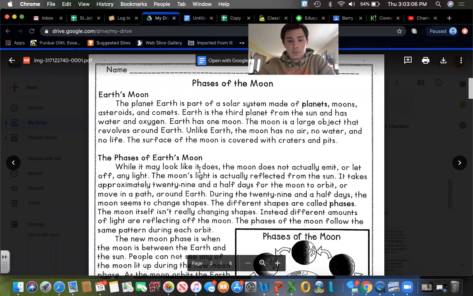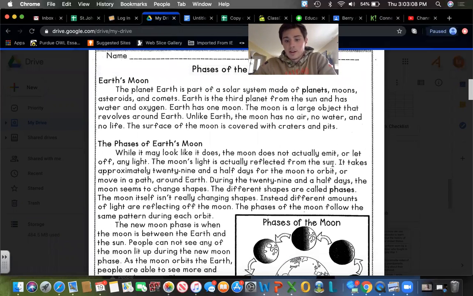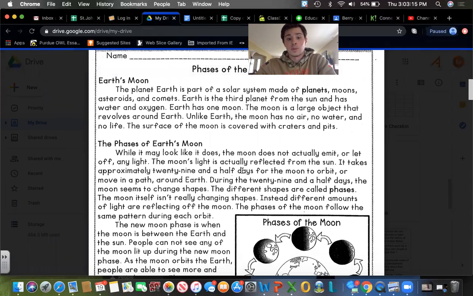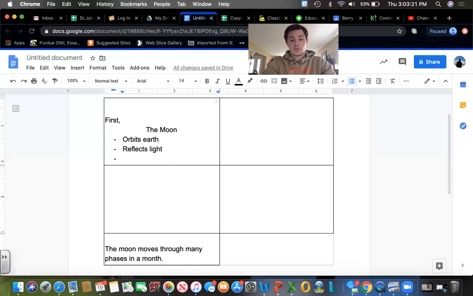Got to come up with one more. And right here it is. We're talking about the orbit of the moon. This here is telling us how long it takes for the moon to orbit Earth. It takes 29 and a half days about, all right? So I'm just gonna write 29.5 days. Done with my first box.